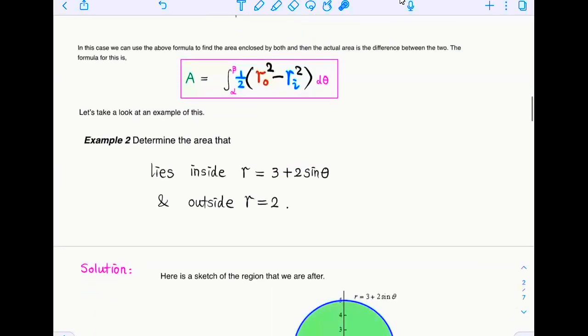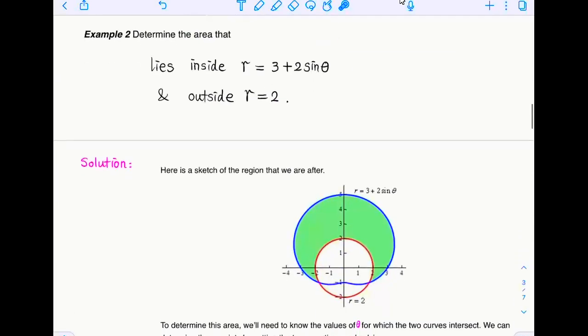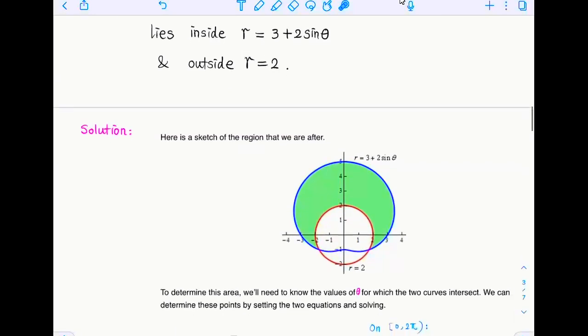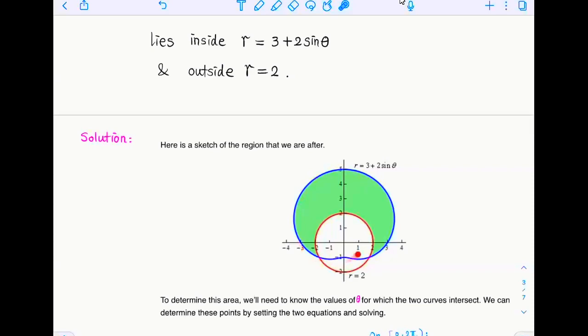Now let's try to determine the area that lies inside this curve and outside this curve. Now I draw the graph right here. This curve is a limaçon, the blue one right here. And r equals 2 is a circle with radius 2, the red one right here. So inside the blue, outside the red, there is this green area highlighted over here.